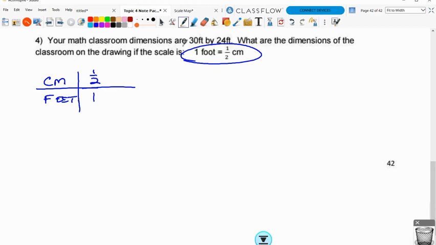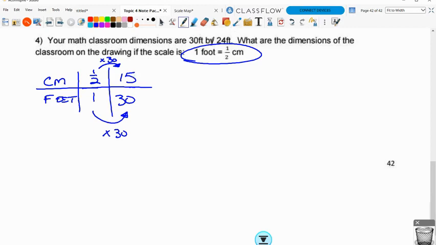And the first dimension that they gave us right here was 30 feet. So 30, I'm going to put down here in my feet. And to go from 1 foot to 30 feet, all you had to do is multiply by 30. So if you do the same thing up here, 1/2 times 30, well, that's going to give you a value of 15 centimeters. Okay, so the 30-foot segment corresponds to a length of 15 centimeters on our drawing.